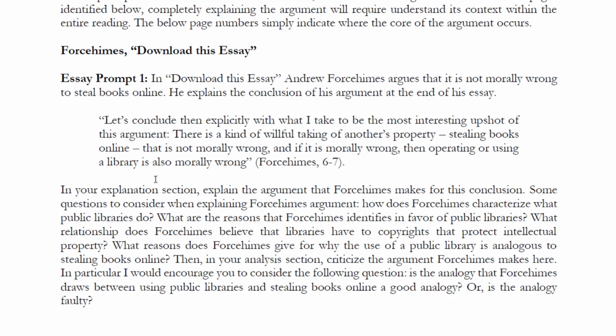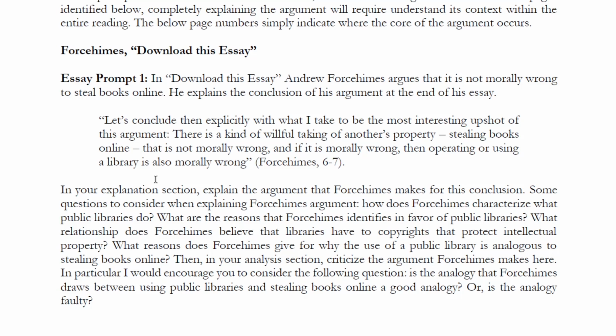The prompt then concludes by saying something about the analysis section. So the prompt says, "Then in your analysis section, criticize the argument Forsheim makes here. And in particular, I would encourage you to consider the following question. Is the analogy that Forsheim draws between using public libraries and stealing books online a good analogy, or is the analogy faulty?" So I've done two things.